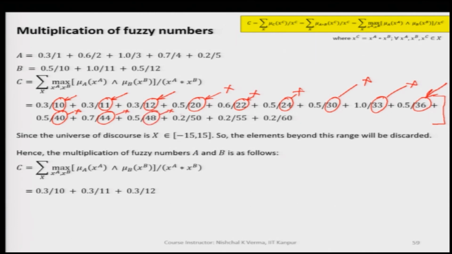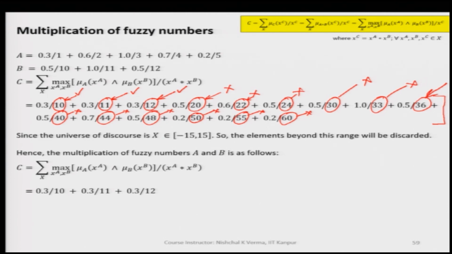48, 50, 55, and 60 are also not within the universe of discourse. Only 10 is within the universe of discourse. This 10 is the generic variable value, and it is within the universe of discourse. Then 11 is within the universe of discourse. 12 is also within the universe of discourse.